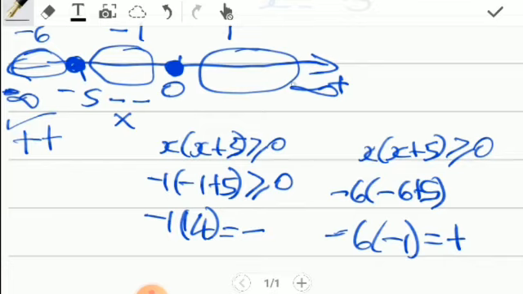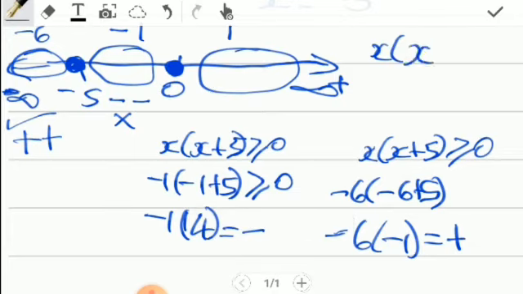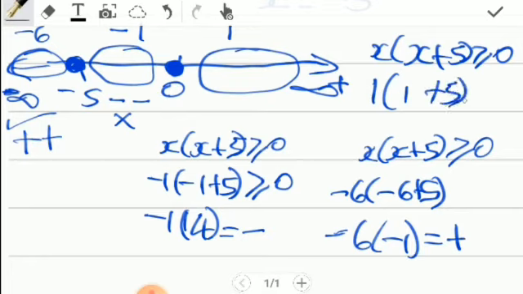Let's look at the last test, anything out here. We're looking at x(x + 5) greater than or equal to 0. If x is 1, we try 1 times 1 plus 5. This number is positive and this number is positive, so definitely we're going to get a positive response. We do get a positive response in this area, which is good.